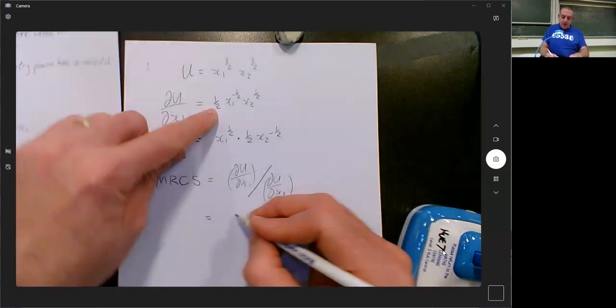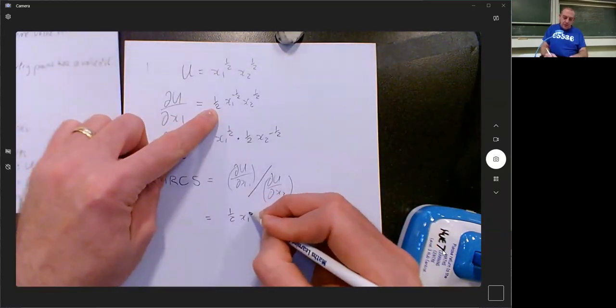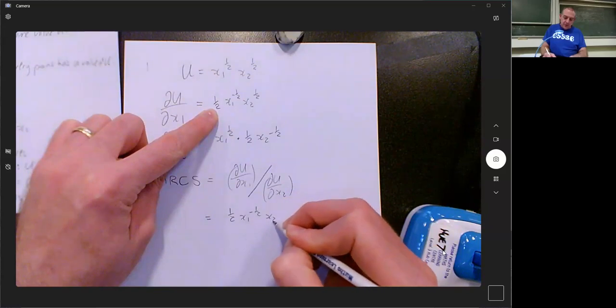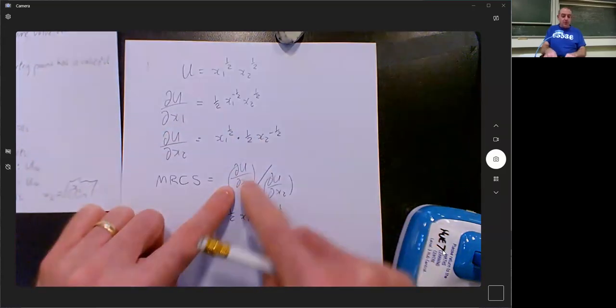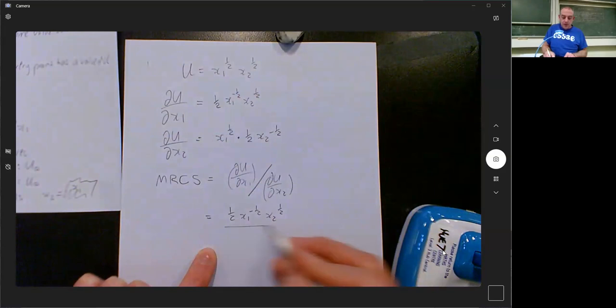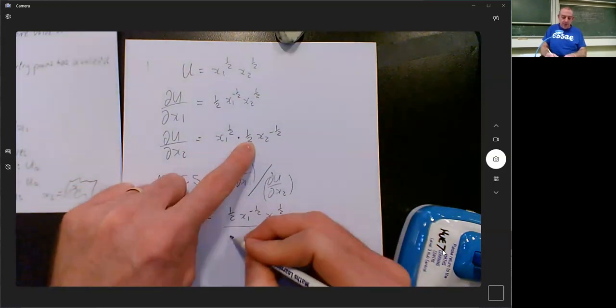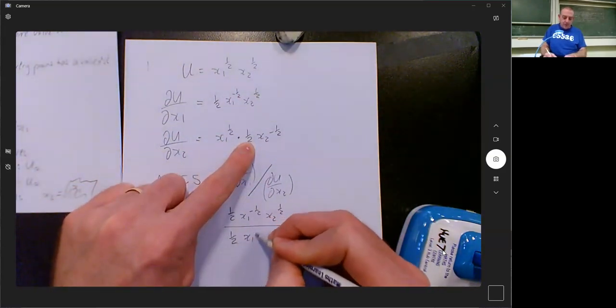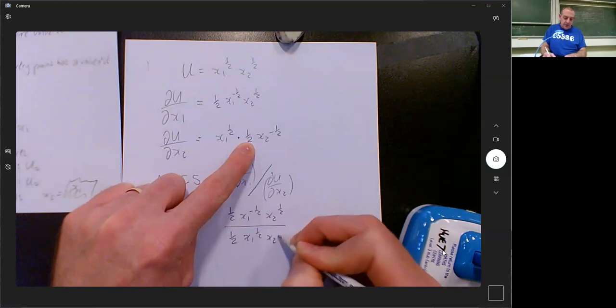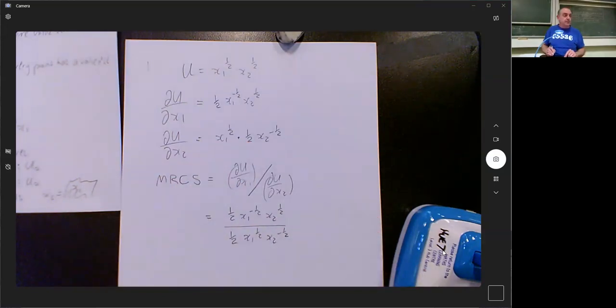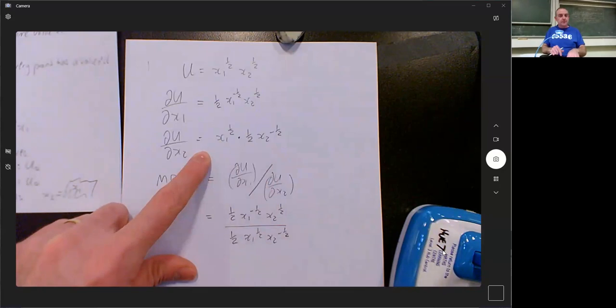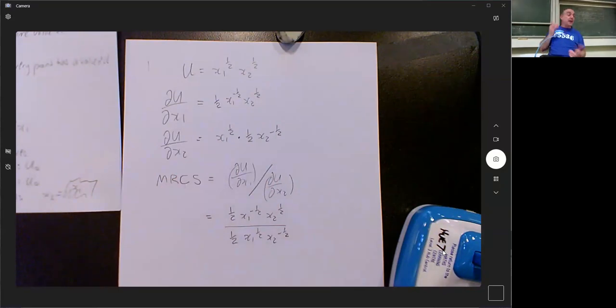And this is a half of x1 to the minus a half, x2 to the plus a half. That's what this formula worked out to be. And this formula worked out, I'll put the half out the front, x1 to the plus a half, x2 to the minus a half. I just move that half to the front. So I can cancel the halves. Good move, awesome, great noticing.